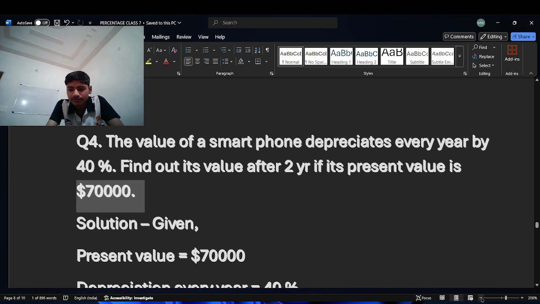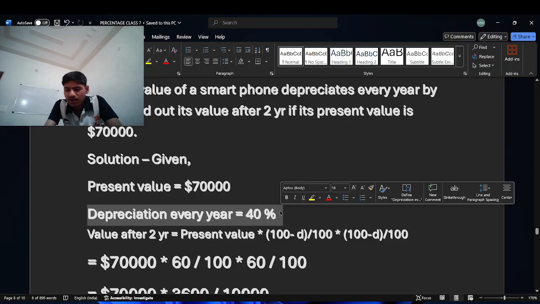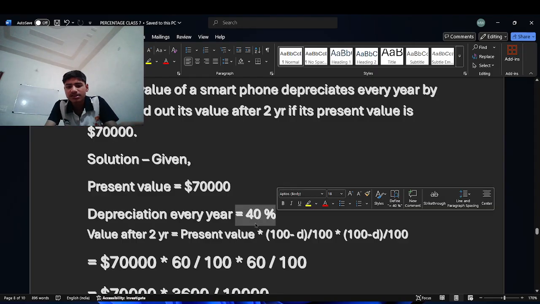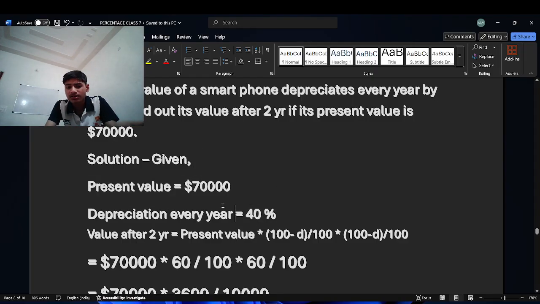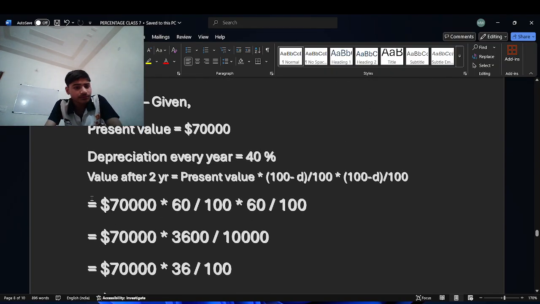Now, given the present value is $70,000. Depreciation means how much the value is decreasing every year. Depreciation means decrement in the value. So the decrement in the value is a percentage, and the percentage we have got is 40%.